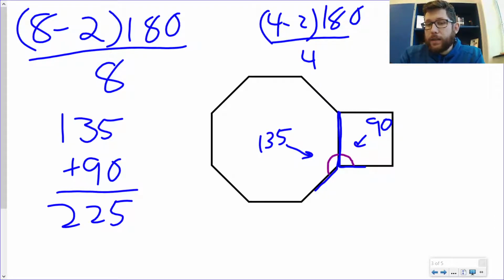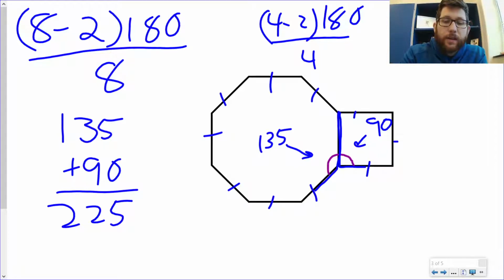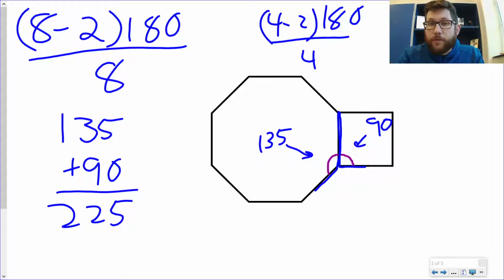Now, one of the places where a lot of people go wrong is they try to count all the sides and they go, okay, 1, 2, 3, 4, 5, 6, 7, 8, 9, 10, and they try to do something like that. But this is not a 10-sided polygon. This is an 8-sided polygon combined with a 4-sided polygon. So when we're doing it, let's make sure that we think about it as two separate polygons.